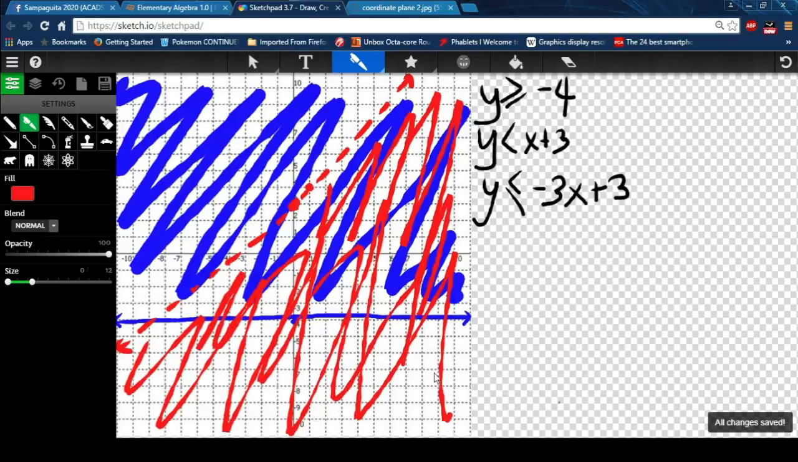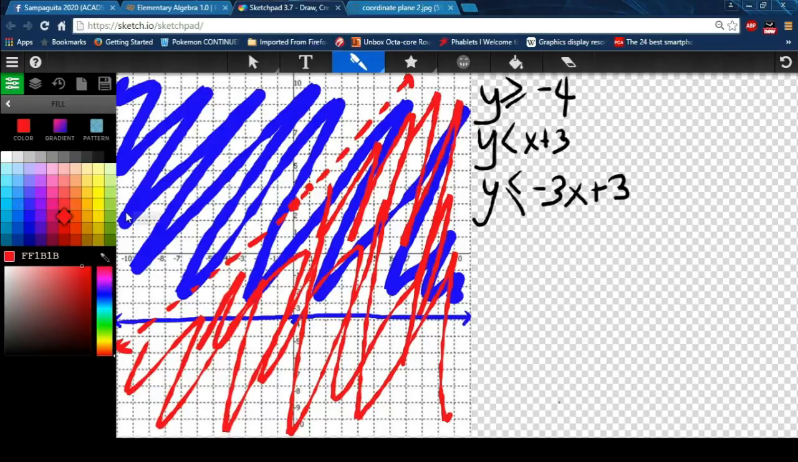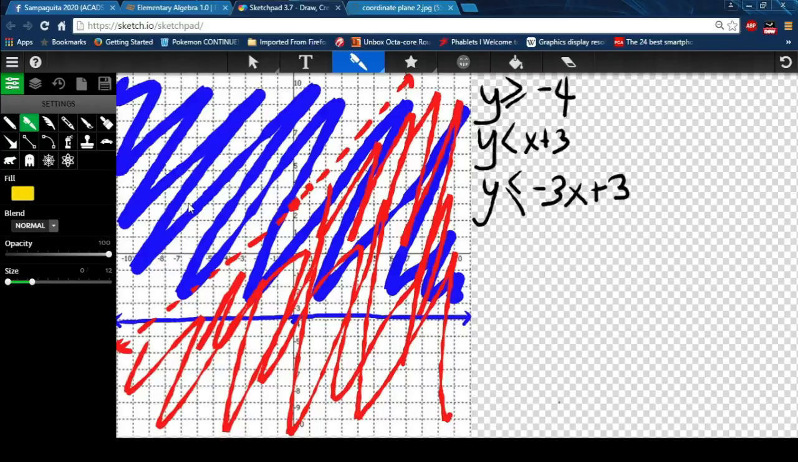Now the third inequality is y is less than or equal to -3x plus 3. So the y-intercept is plus 3. And the slope is -3, so that's 1, 2, 3 down over a run of 1. And we use a solid line. And shade all the points to its left.